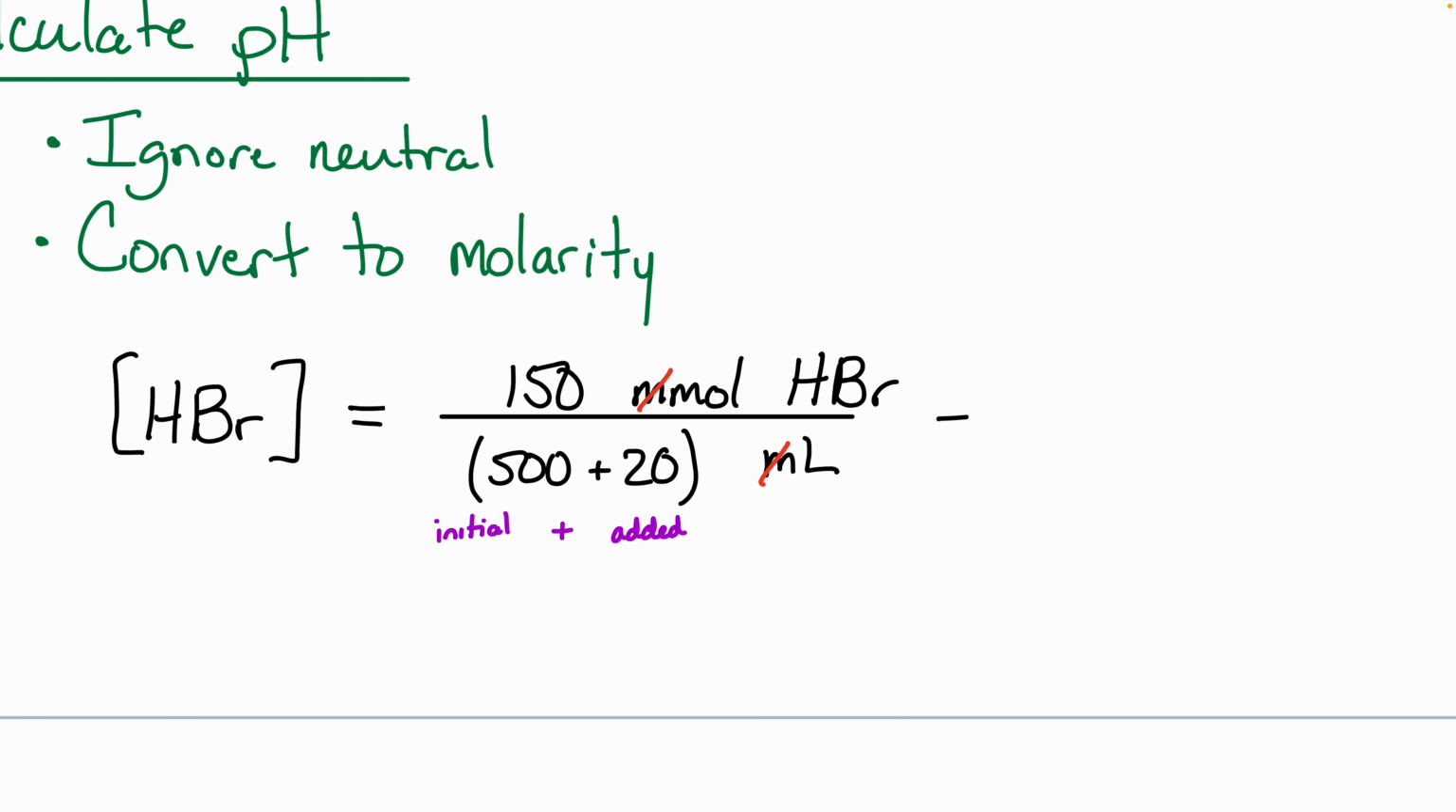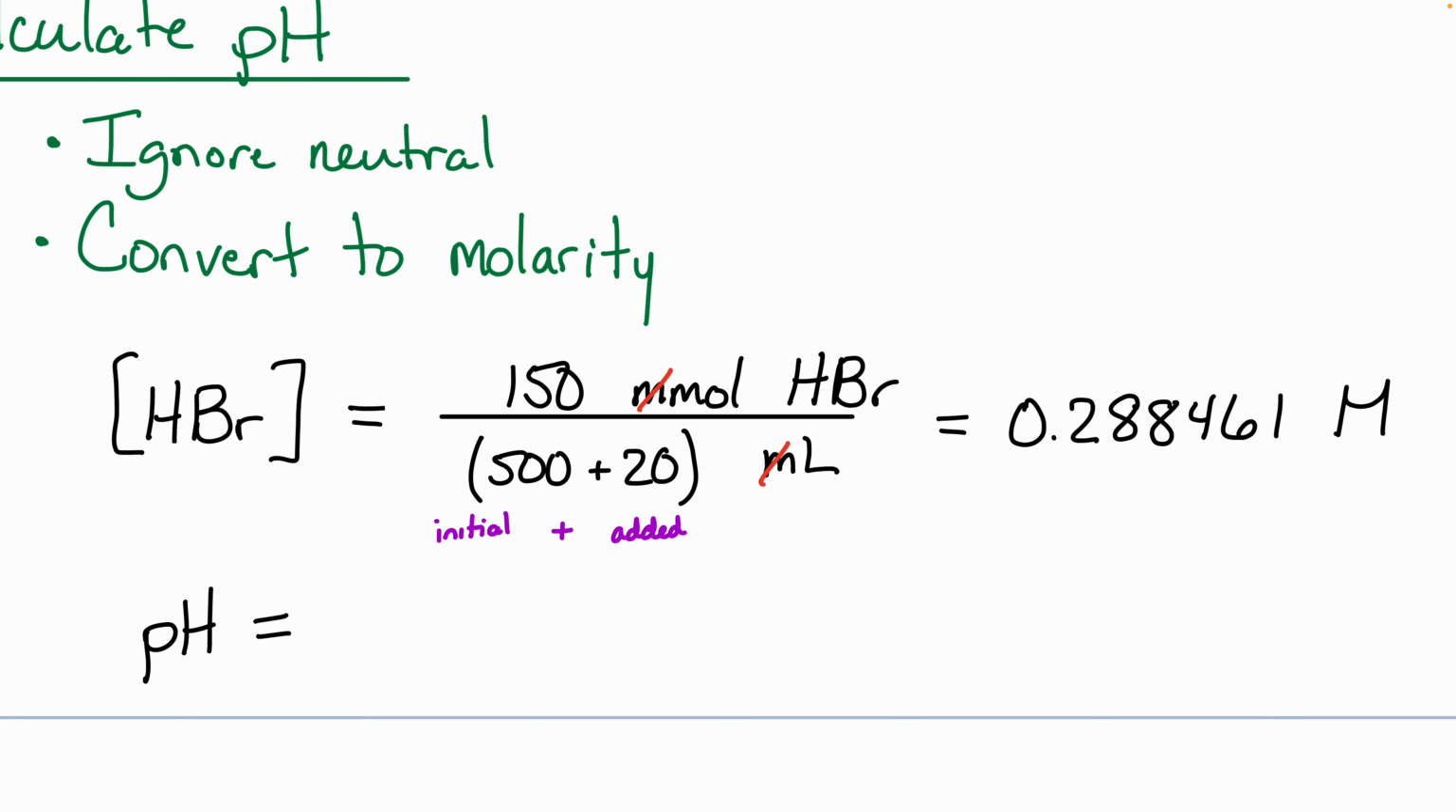Okay, so punch that into our calculator. Our HBr concentration has now decreased, right? It started out at 0.5. It's now 0.28846. Just copy a bunch of digits down. Molar.